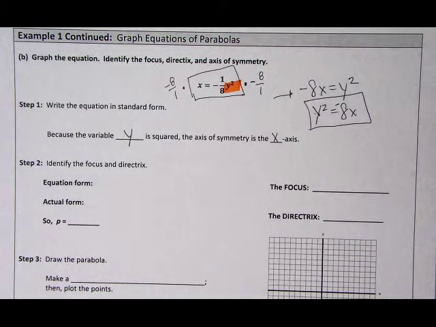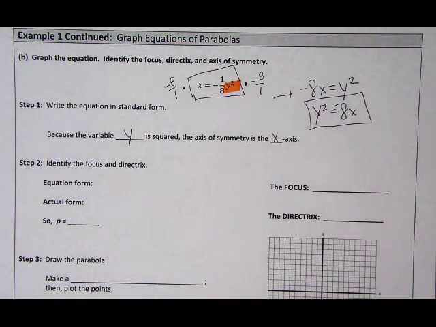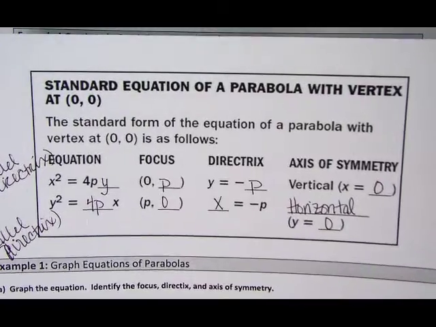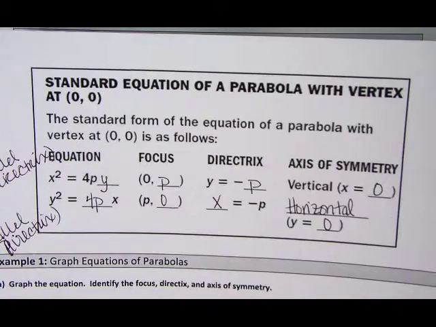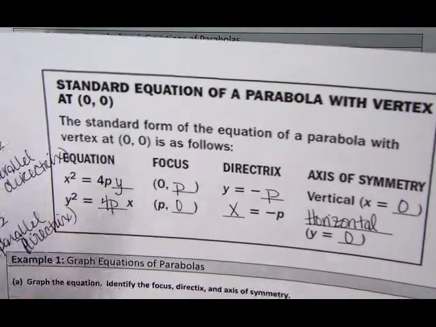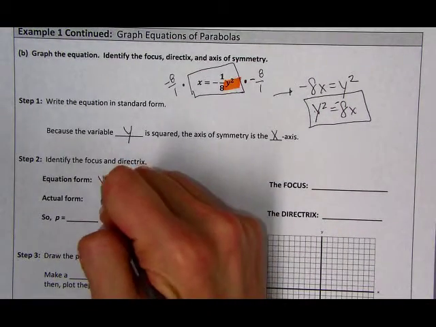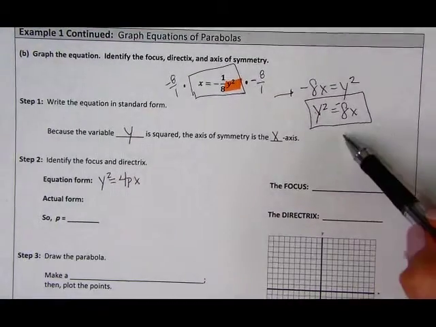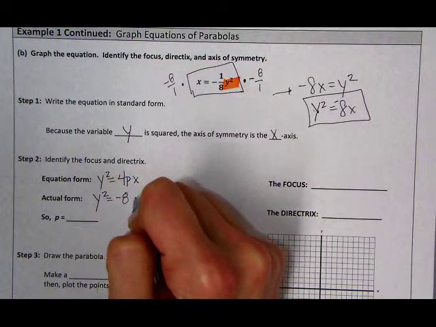Step 2 is taking my equation form and my actual form. Now remember, what I just changed around is my actual form. My equation form is the one from the previous page. So I'll flip it over again. The standard equation of parabolas. We have to pick the one that matches the situation we have. So since my y is squared, I'm going to pick this guy as my equation form. My equation form is y squared is equal to 4px. Okay? My actual form I found up here through a little bit of work. y squared is equal to -8x.